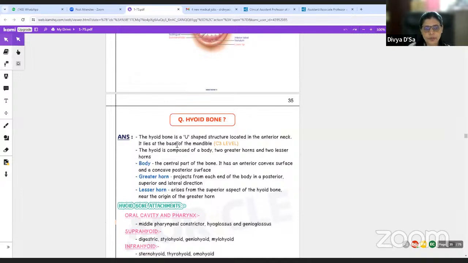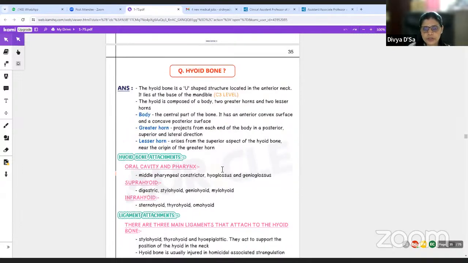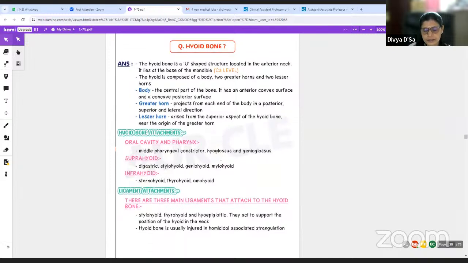Next, coming to the hyoid bone. The hyoid bone is a U-shaped structure. Okay, so it is located in the anterior neck. It lies at the base of the mandible, that is at the level of C3 vertebrae. So this hyoid bone has got a body, 2 greater horns, and 2 lesser horns, a pair of greater horns and a pair of lesser horns.